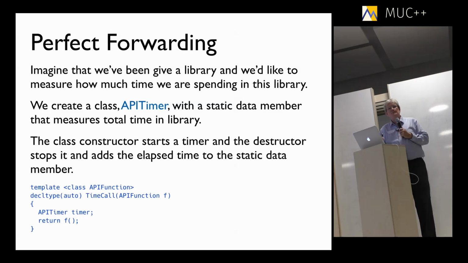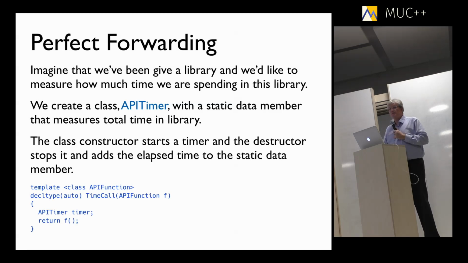Does everybody see what this API timer is doing for me now? I just put it on the stack, call the function, and then when the function returns, it gets popped off the stack, it goes out of scope, and that tells me the elapsed time that I spent inside that function. Does everybody see how this solves my problem? And fortunately, all the libraries I've ever worked with didn't have any parameters. So it made it really simple.